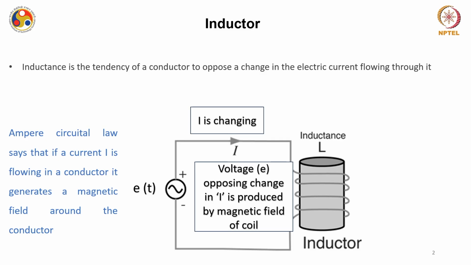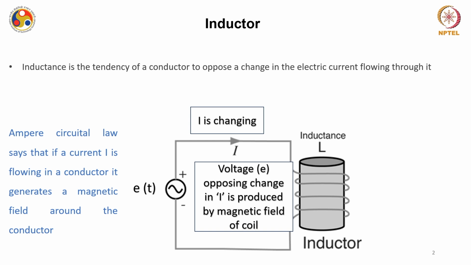In a simple way, we can define inductance as the tendency of a conductor to oppose a change in the electrical current flowing through it. Please note that we are discussing change in the electrical current and not the electrical current. Okay. So inductance is the tendency of a conductor to oppose a change in the electrical current flowing through the conductor itself. Okay. To understand this statement, let us see this inductor, where some current is flowing.